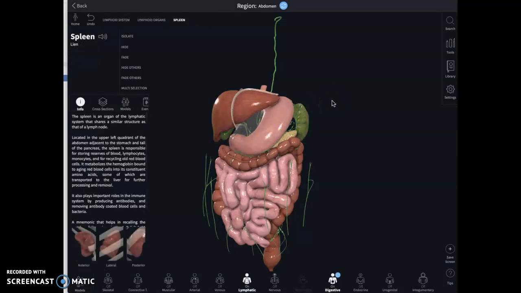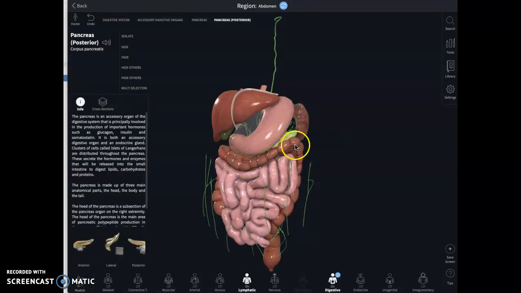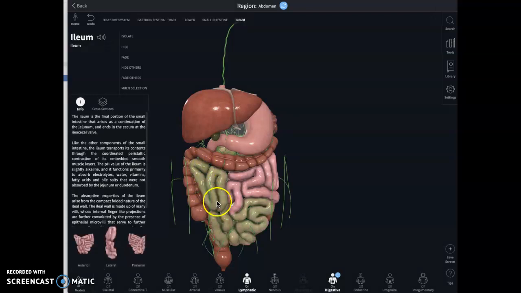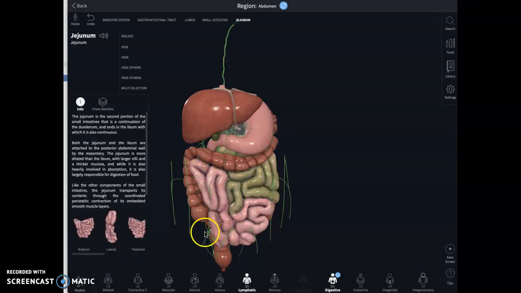The spleen's on your lymphatic quiz. There's the pancreas hiding out. And we have the intestines. Now the problem is we can't see the duodenum right there. This right here is the ileum. This right here is the jejunum.